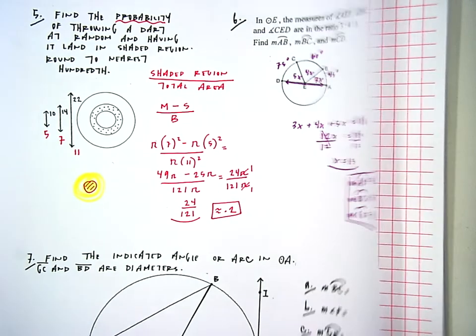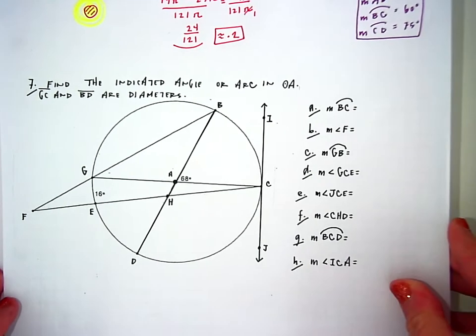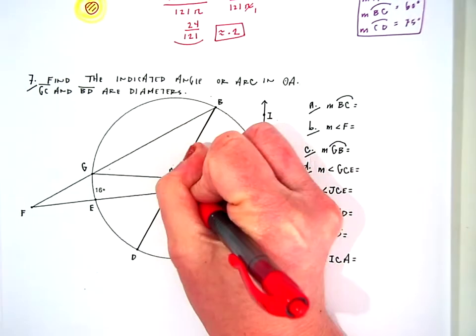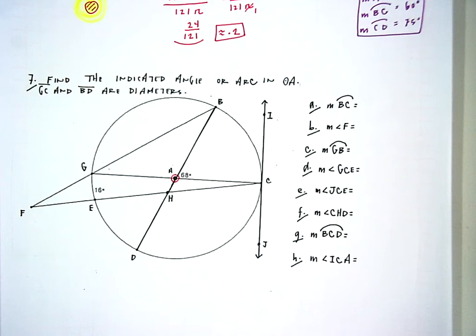All right, last up, we have one of those beautiful circle puzzles that are my favorite. So here, looking at the picture, we're told that it's circle A. So A is the center of the circle. We also know that GC and BD are diameters. So that just tells us that it's gonna create semicircles for the circle, right? It's gonna make 180-degree semicircles.